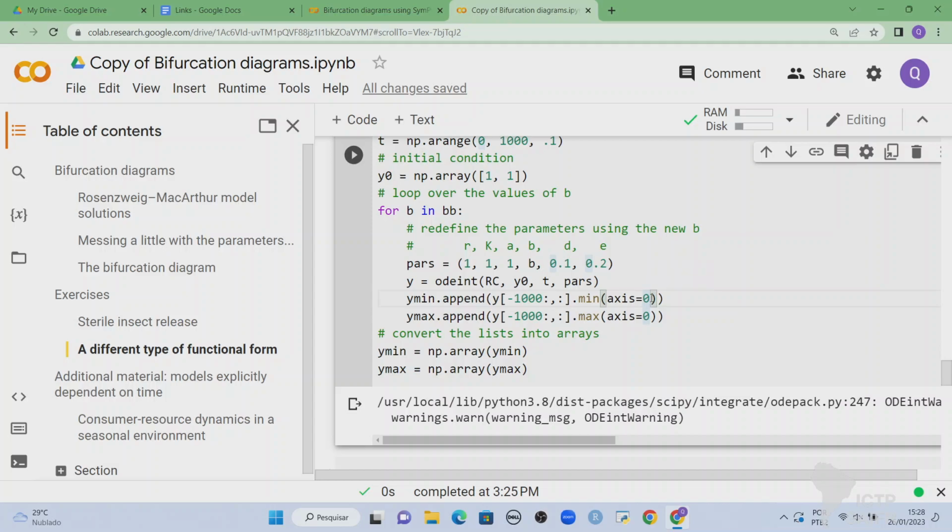Did you find the bug? Forgot to put B in the parameters. Okay. I left the value. Okay. More questions, more comments?